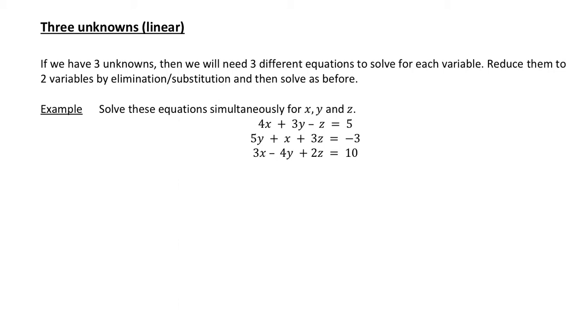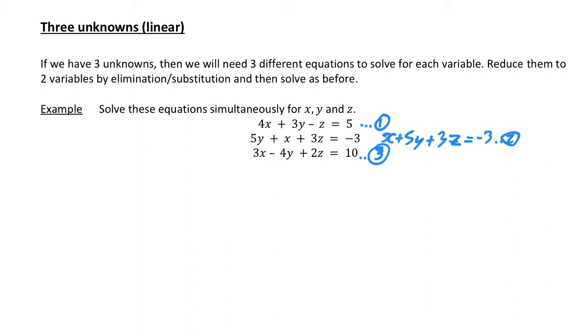So basically, we're going to start with three equations. Let's just look at our equations first of all and see if they're okay. The first equation is 4x plus 3y minus z is equal to 5. Call that equation 1. The second equation is a bit awkward just because it's written with the y term first, so let's rearrange it. We'll write it as x plus 5y plus 3z is equal to minus 3, and that is your equation 2. And your last one is absolutely fine, so you can just write it as your equation 3.